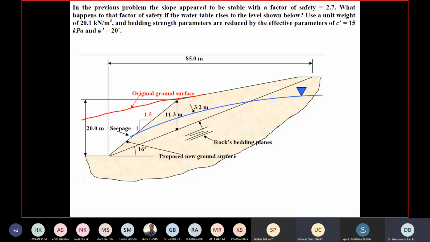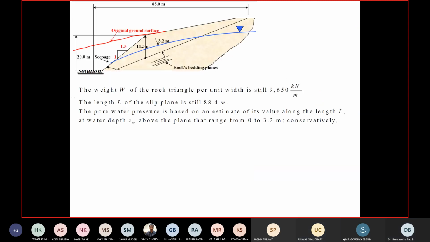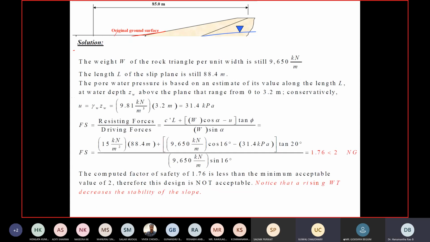Yeah, true. Okay. If you look carefully, there was a significant decrease in the factor of safety. In the absence of seepage, the factor of safety was approximately 2.7. But when there is seepage, there was a significant decrease in the factor of safety from 2.7 to 1.76. See how drastic the decrease is.